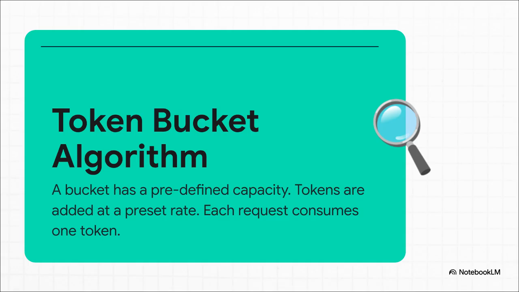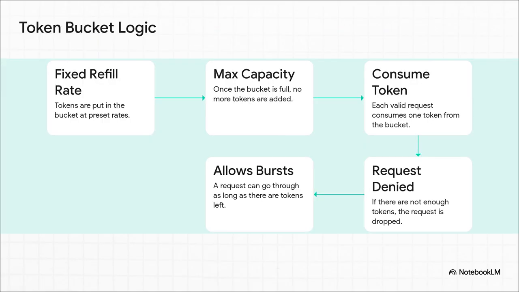Imagine you have a bucket. This bucket can only hold so many tokens. And every so often, say every second, a new token gets dropped in. To make an API request, you have to spend one of those tokens. The logic is so simple, but so powerful. Tokens get added at a steady pace. Every request uses one up, and if the bucket's empty, sorry, you're denied. But here's the cool part.